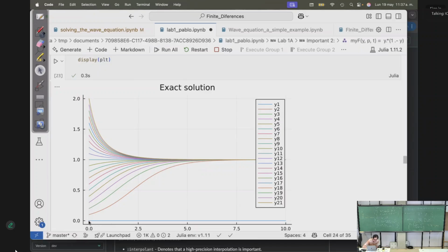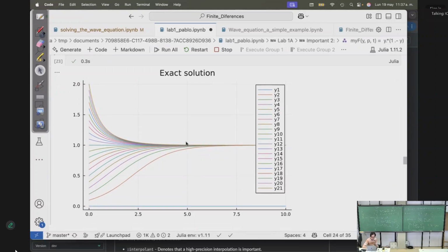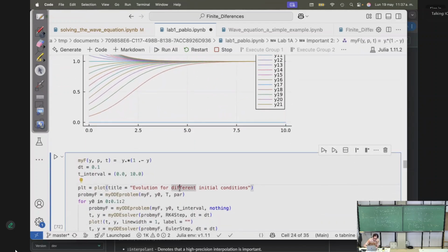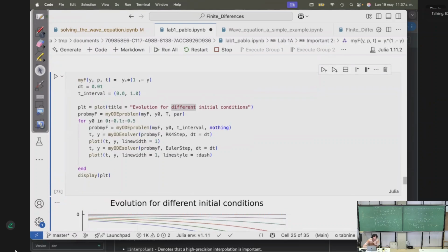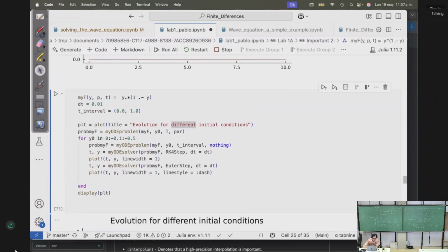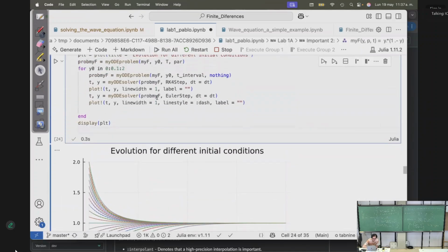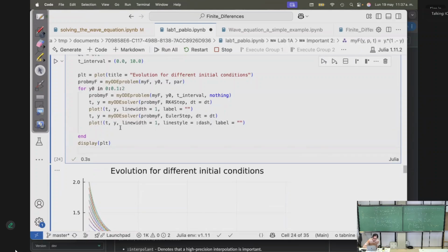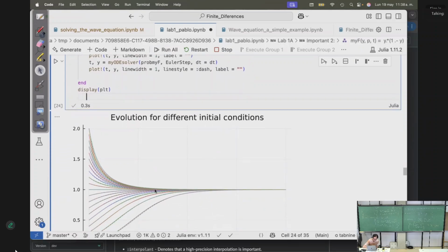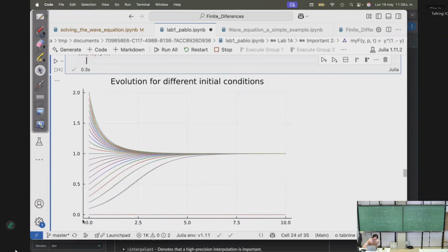As soon as we depart just a little bit from the solution y equals 0, we get a curve that goes away and converges to y equals 1. Okay. And here is the solution for two methods. This is the solution for the Euler step and the Runge-Kutta step. Okay. In both cases, we get to the solution.